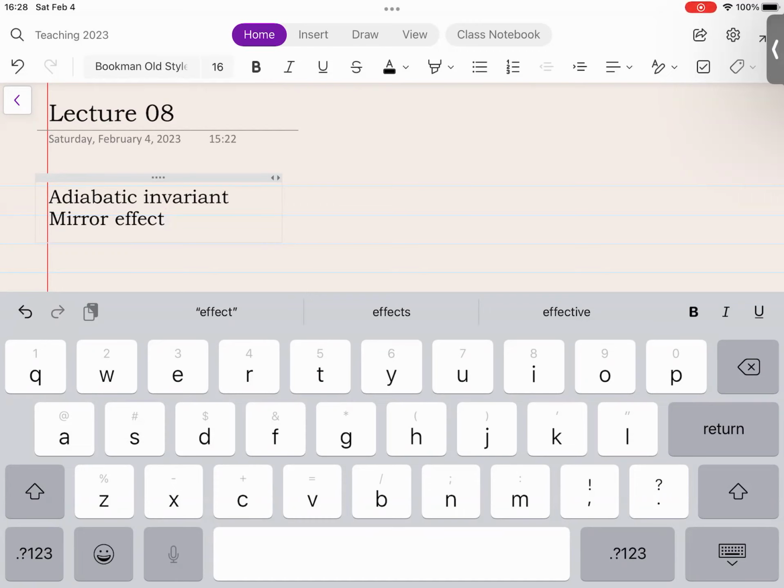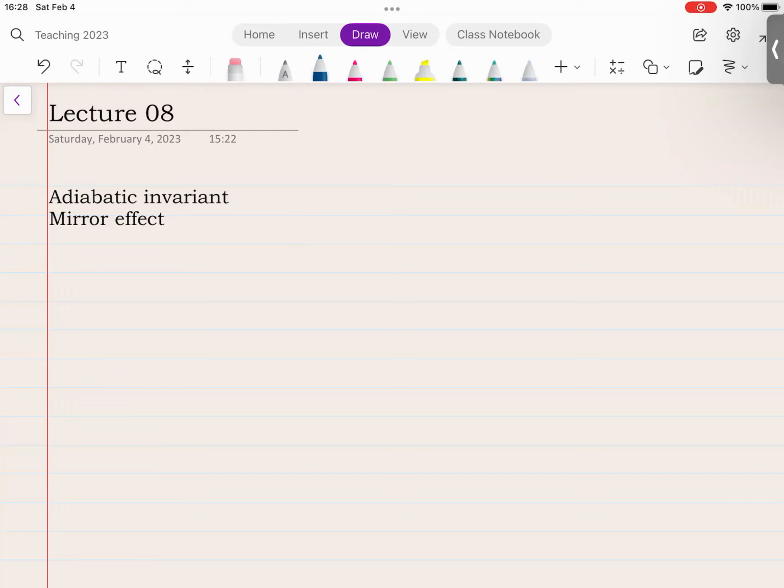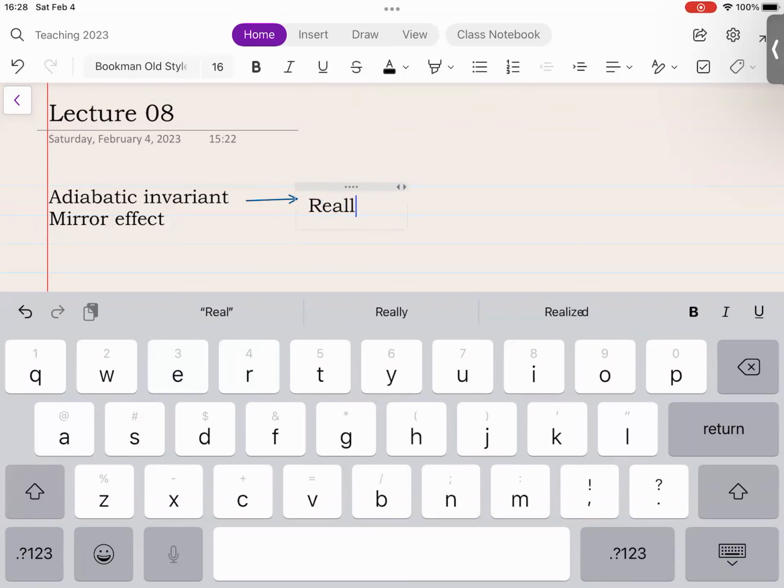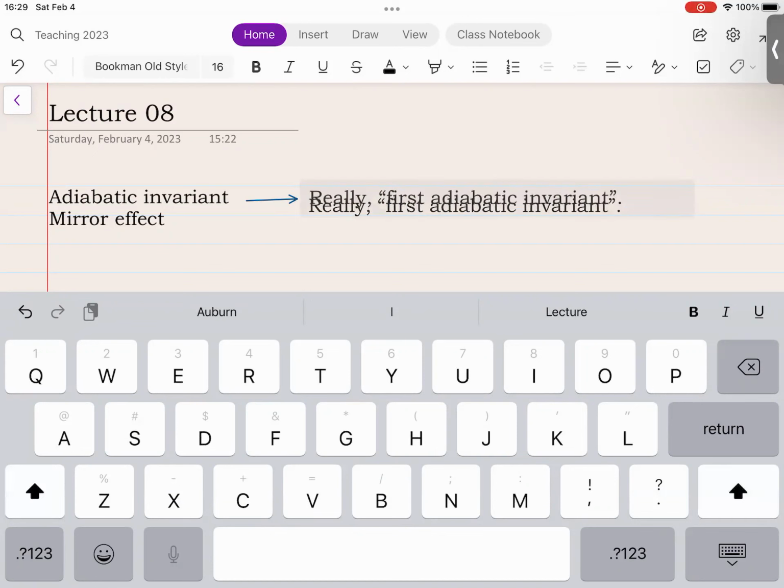Now, as for the adiabatic invariant, really what we talked about is what is called the first adiabatic invariant. You may guess that where there is a first, there must be a second. And you may not be too surprised there is also a third. I will not discuss them in this course.